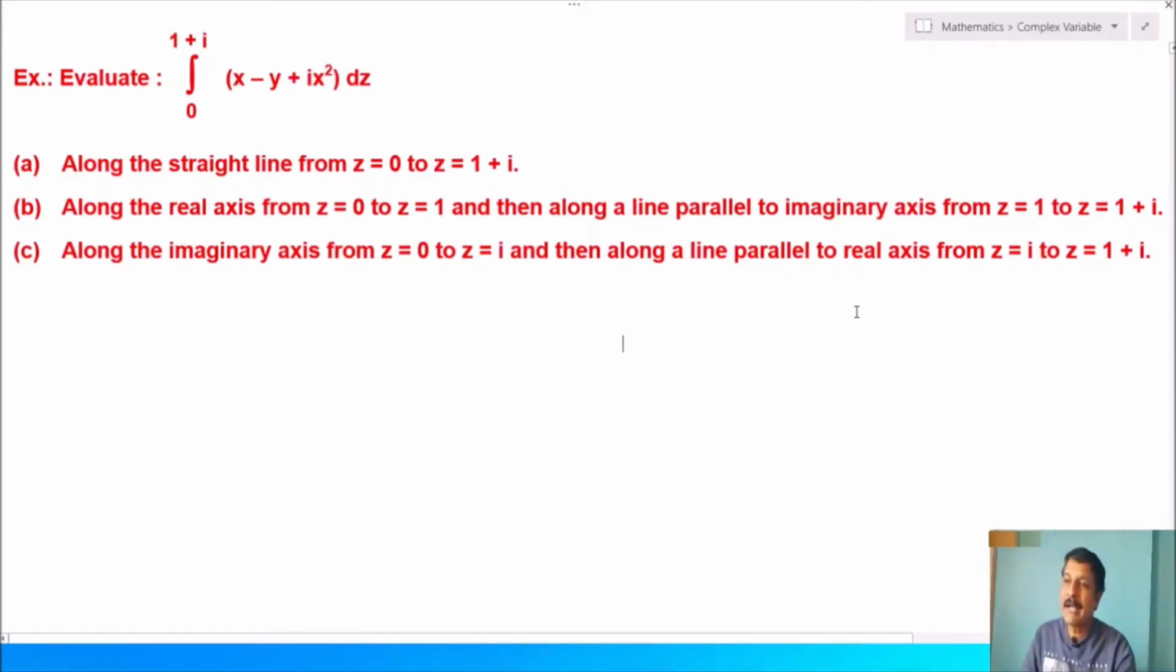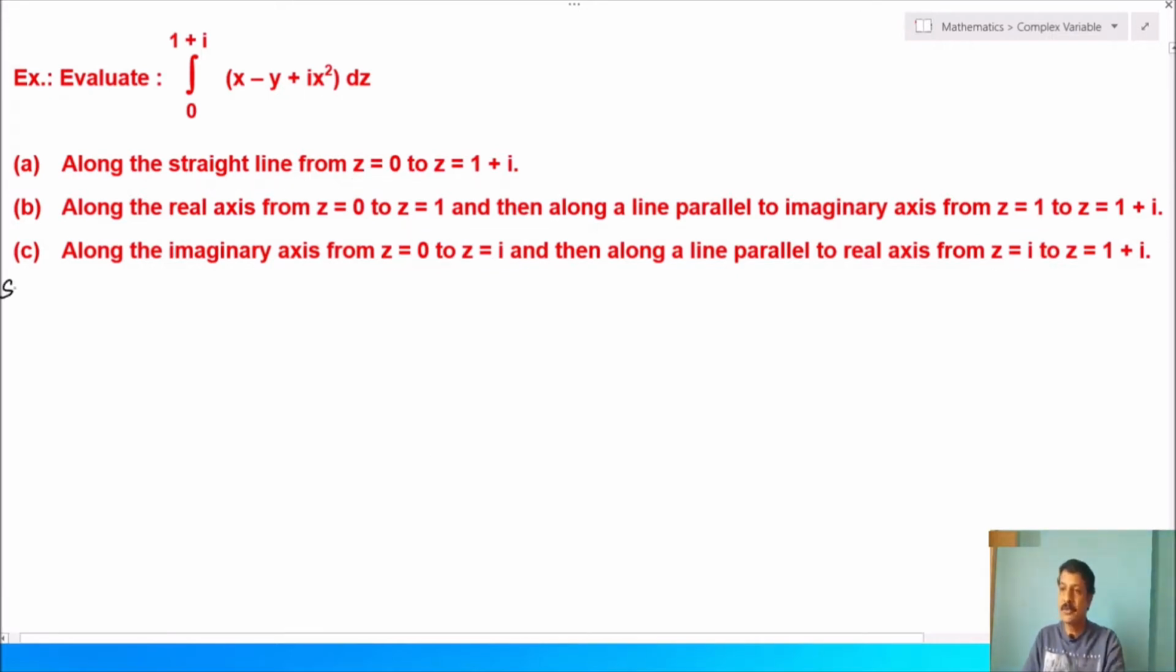Now consider one example on line integral: evaluate the integral from 0 to 1 plus i of (x minus y plus i x square) dz. There are three paths. The first is along the straight line from z equal to 0 to z equal to 1 plus i. The second is along the real axis from z equal to 0 to z equal to 1, and then along the line parallel to the imaginary axis from z equal to 1 to z equal to 1 plus i. The third path is along the imaginary axis from z equal to 0 to z equal to i, and then along the line parallel to the real axis from z equal to i to z equal to 1 plus i.